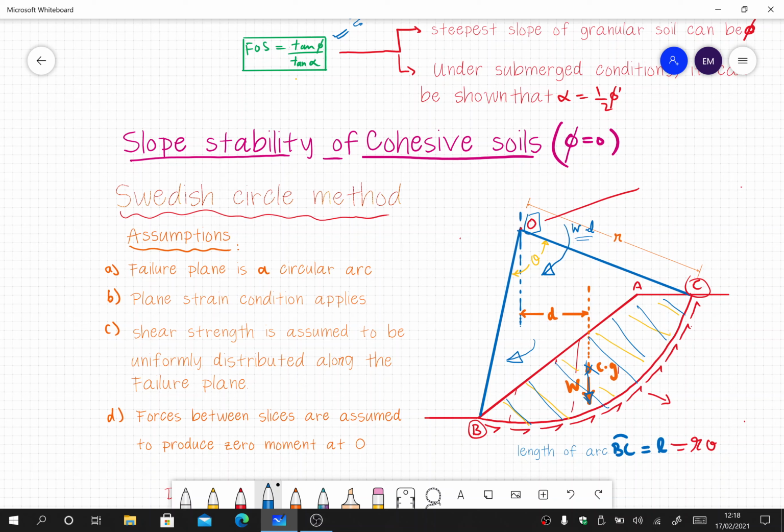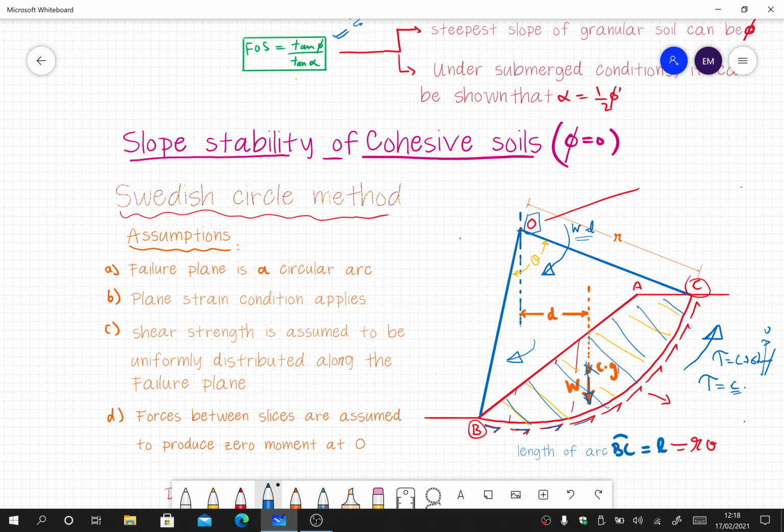And all the resistance will be provided by the shear strength, shown by the arrow. This is the direction of the shear strength, and the formula is tau equal to C plus sigma tan phi, but we know that phi is 0 in this case, so simply the shear strength is equal to C. That is the unit cohesion, C value.